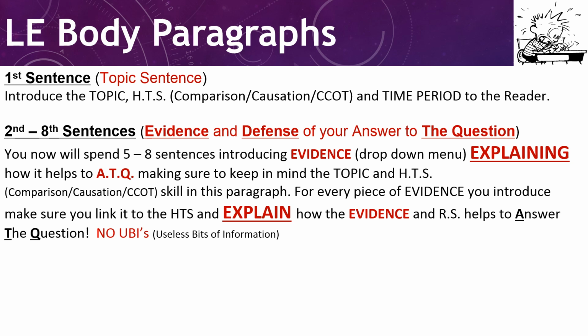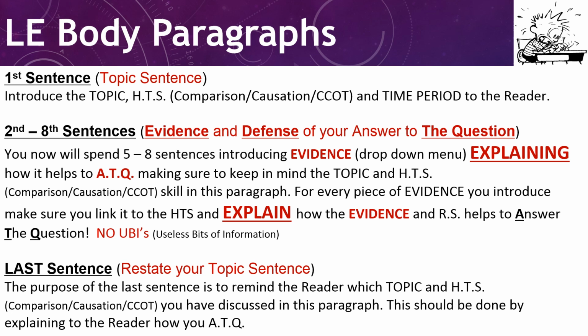So you spend 2 to 8 sentences explaining as much as you can in your drop down evidence about the topic. Notice at the end of this, I say over here, no UBIs, no useless bits of information. Just don't drop things in there. If you are going to drop a piece of outside evidence into your paragraph, you need to explain how does that help to answer the question. Every time you use a piece of evidence, make sure that you remind the reader how does that help to answer the question. Finally, your last sentence.